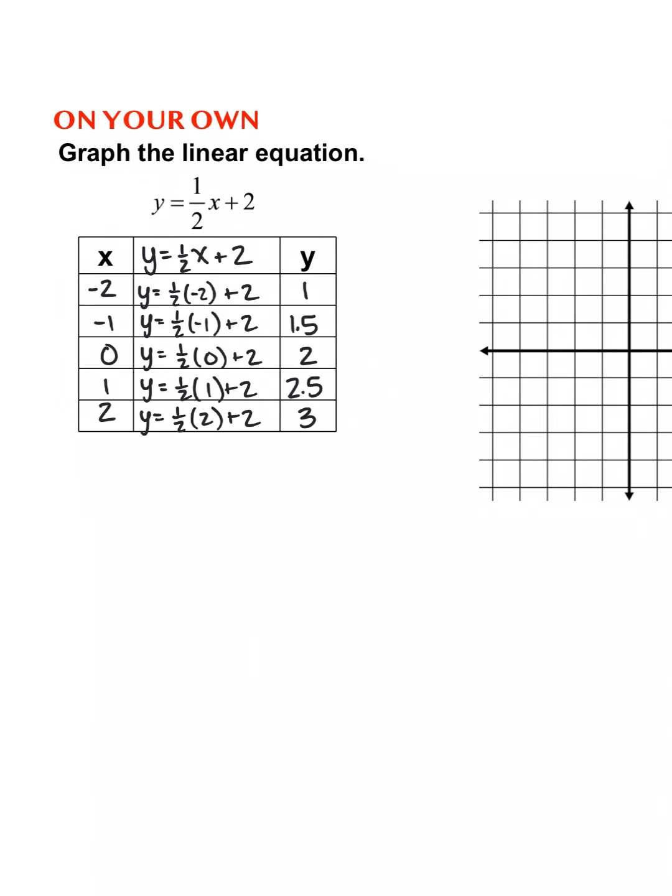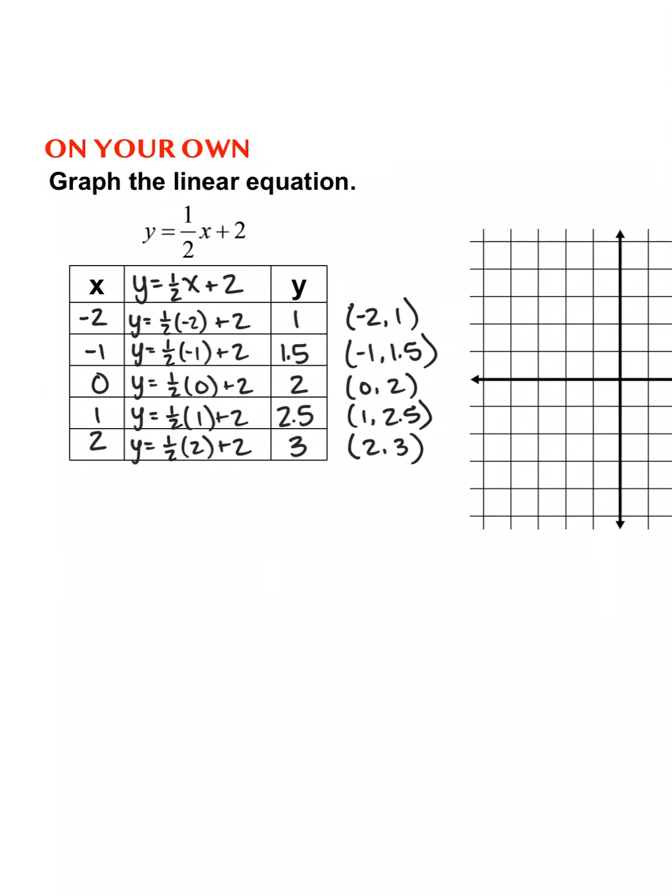So here is our filled in table. I took those x values, plugged them in where the x should be in our equation, and I worked through order of operations and did that multiplication first, then the plus 2, and I get my y values on the side there. Now the ordered pairs I'm going to use to graph here will be -2, 1; -1, 1.5; 0, 2; 1, 2.5; and 2, 3.